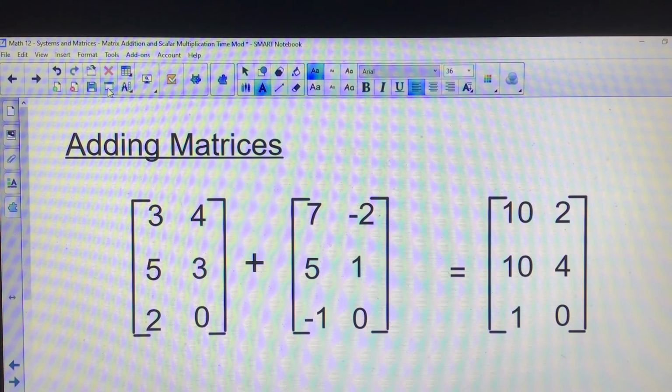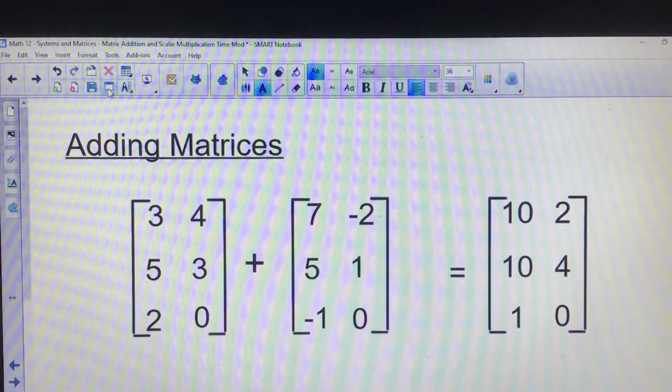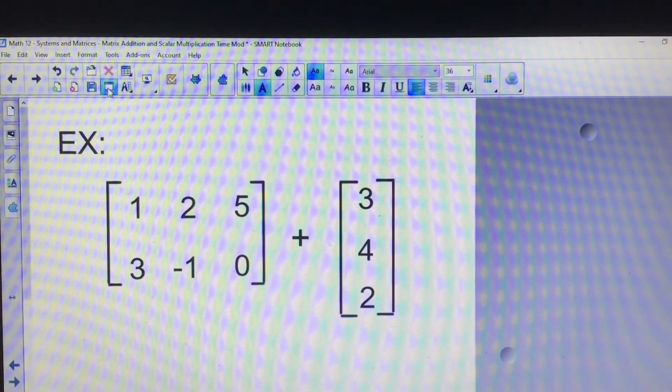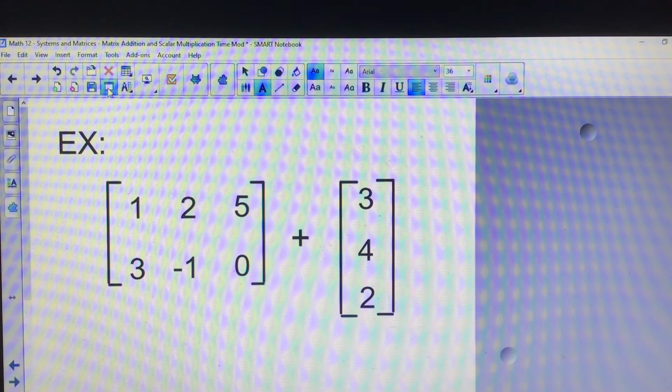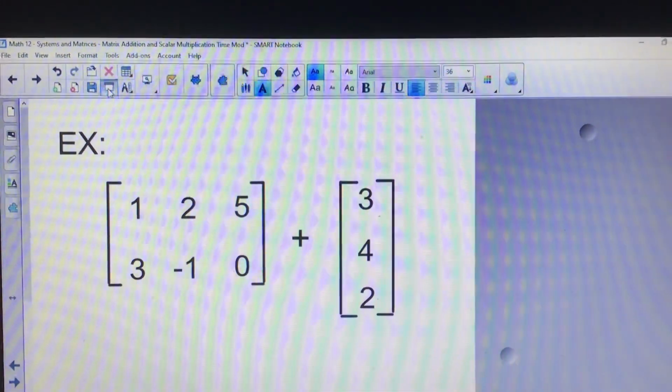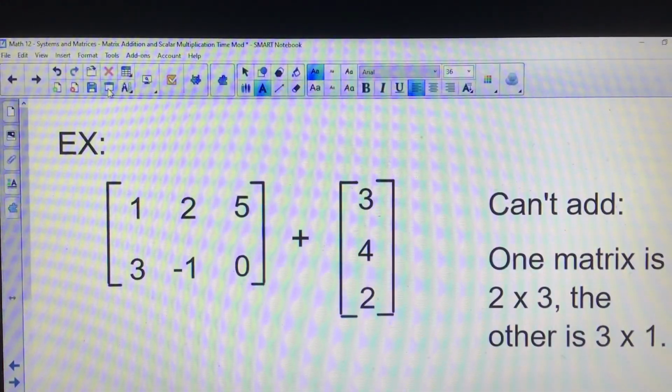That's all you're doing. There is one last thing just to realize, make sure you know when you can't do it. So in this problem, the matrices are not of the same dimensions. The first matrix is a 2 by 3 matrix, where the second one is a 3 by 1 matrix. They're not the same size. If they're not the same size, you can't perform the operation. It doesn't make sense to add these together. So my answer to this is there is no answer.